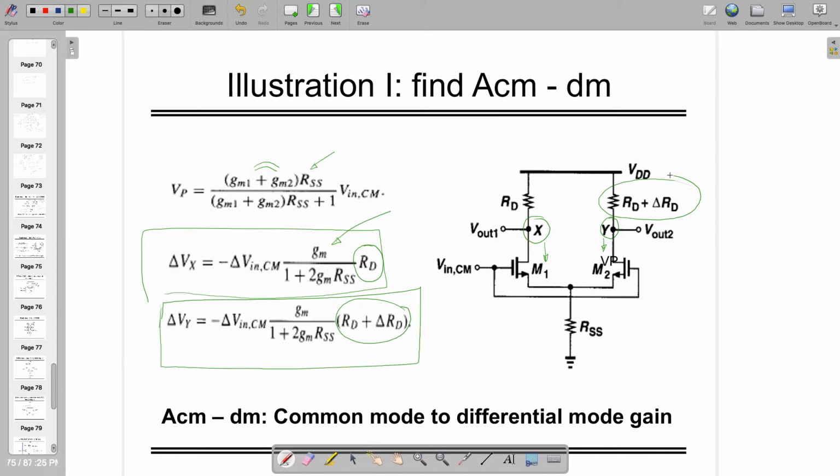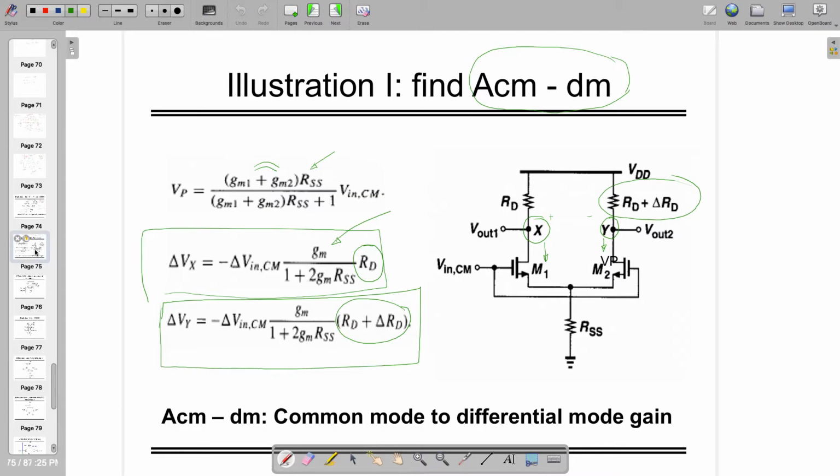In this case, this kind of gain is not known as just a common mode gain, it's known as common mode to differential mode gain, because you are giving the input which is common to both, but on the output side you are taking the difference of these two, so this is becoming a differential mode output.